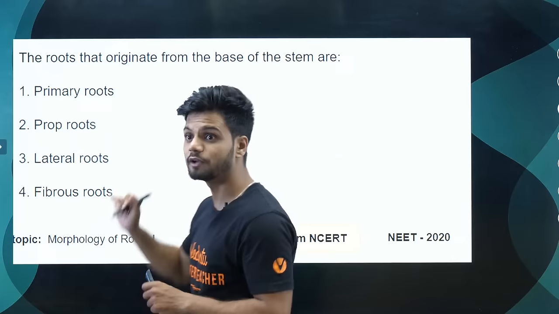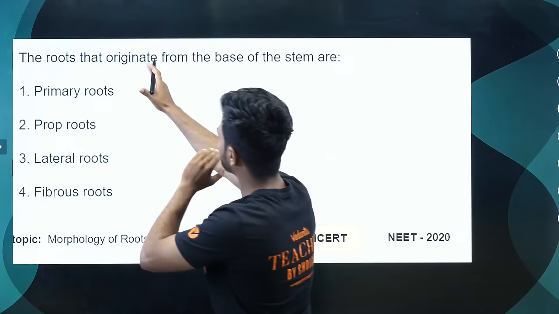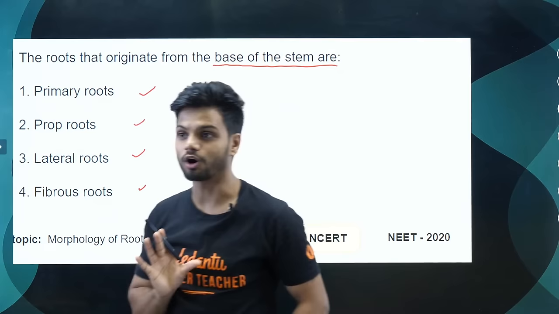Now, very good question, all of you. Listen to me very carefully. Very top level question now. The roots that originate from the base of the stem. From the base of the stem, some roots are rising. What do we call them? Do we call them primary roots, prop roots, lateral roots, or fibrous roots?